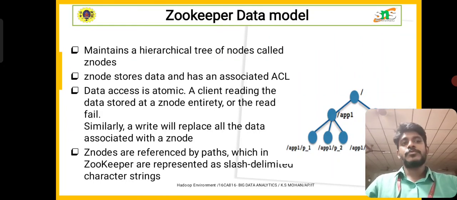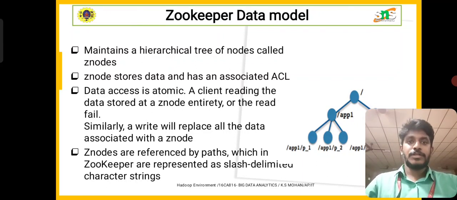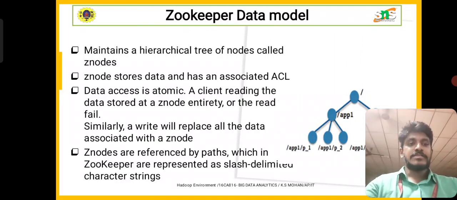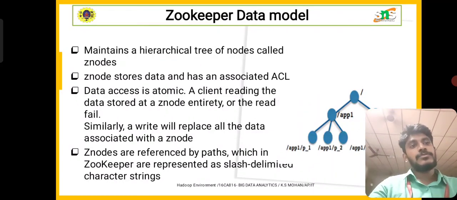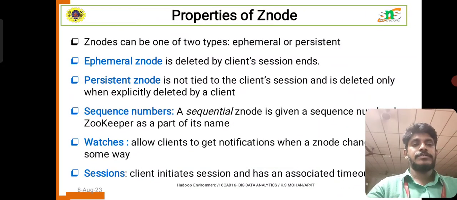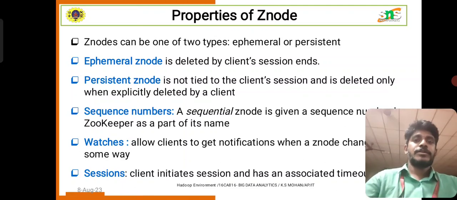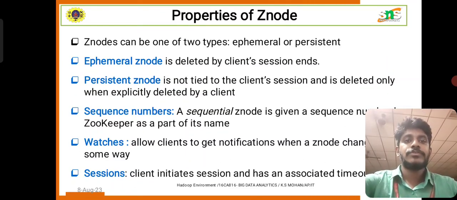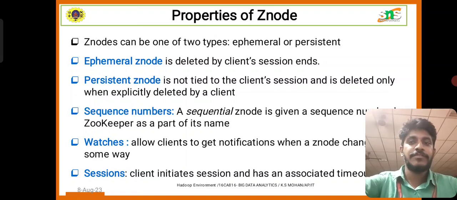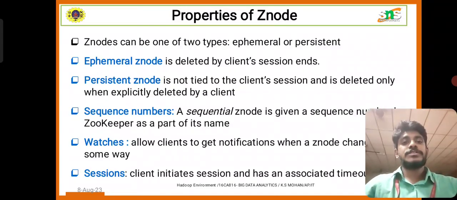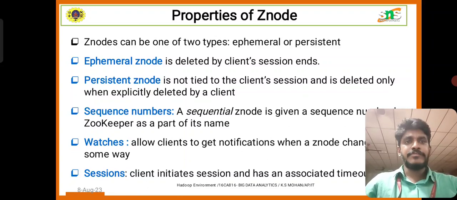So this is the ZooKeeper data model we are talking about here. It maintains a hierarchical tree of nodes called ZNodes. A ZNode stores data and has an associated ACL, and the data access is atomic, and ZNodes are referred to by path, which in ZooKeeper are represented as slash-delimited character strings. ZNodes have some properties: here we have ephemeral nodes, and also persistent ones, sequence numbers, and also watches. These are the properties we are looking at here.